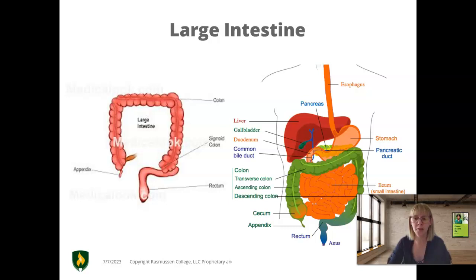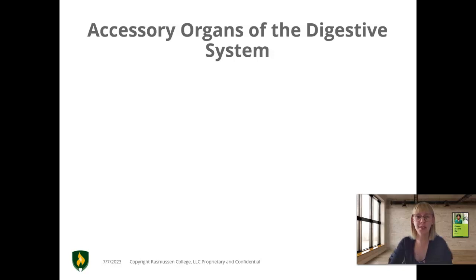So then the third part of the large intestine is the rectum, and the rectum is what helps to terminate and eliminate waste, and it terminates at the anus. So at this point, we've now discussed the entire GI tract. Let's discuss some of those accessory organs of the digestive system.